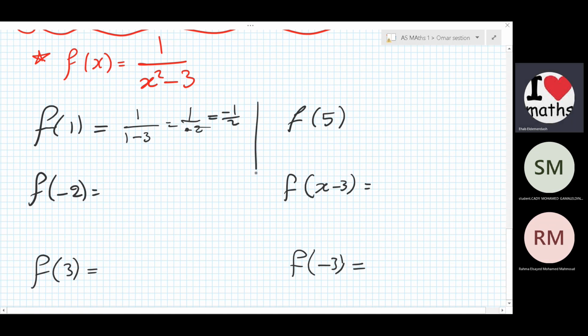Okay, f of 5. Come on guys, who got f of 5? 1 over 5 squared, which is 25, minus 3, 25 minus 3 equals 22. Then f of negative 2, I want to replace x with negative 2. What will be the answer? 1 over negative 2 squared, it will be 4, 4 minus 3 equals 1. So it's 4 minus 3, which is 1 over 1, which gives me 1.